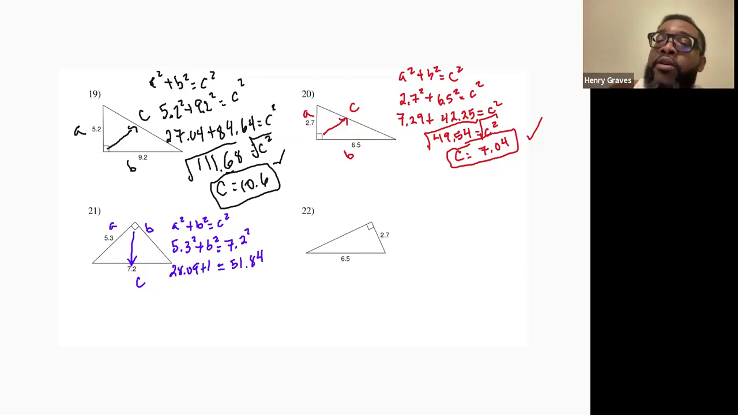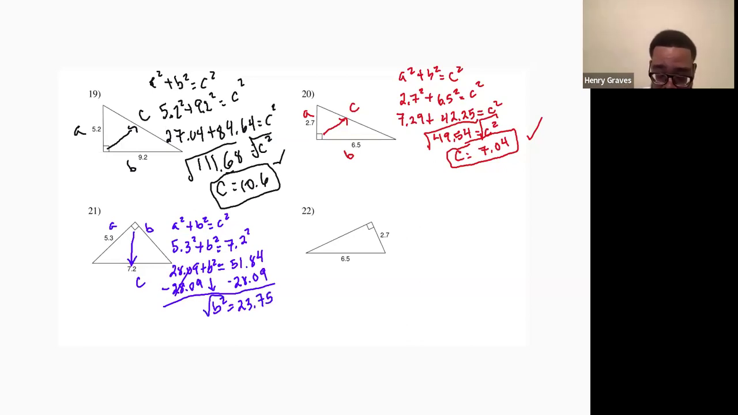Now I'm going to subtract. Remember, now when I'm trying to find A or B, I subtract. On 19 and 20, I added, but I'm going to subtract now on both sides. 51.84 minus 28.09 is 23.75. I'm going to take the square root on both sides. That's 4.9.